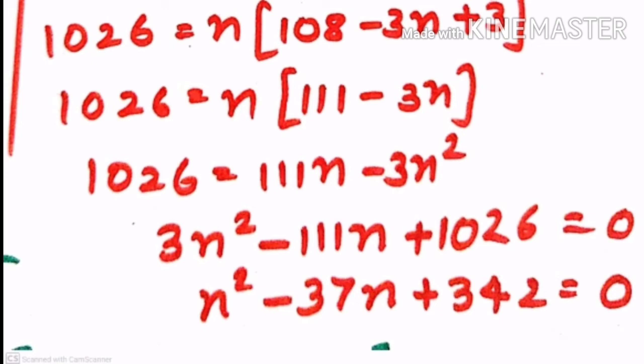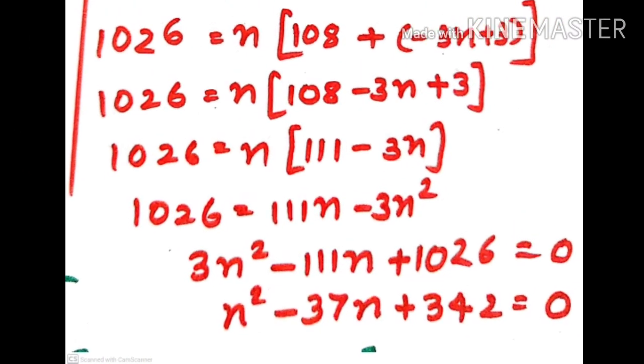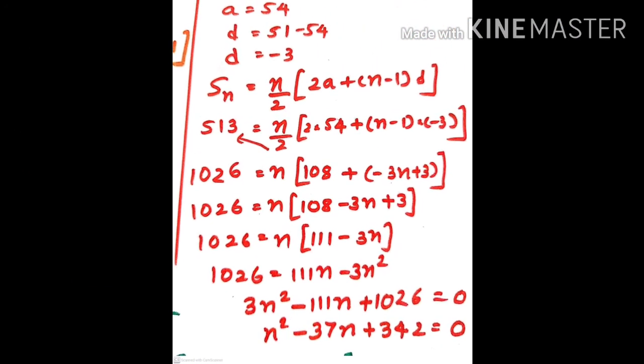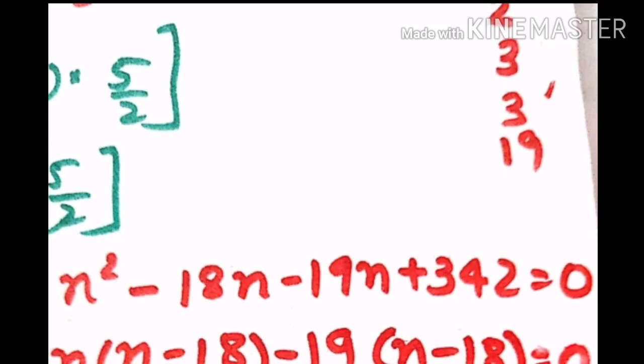is equal to 0. Now if you observe this polynomial, it is all a multiple of 3. So I have divided it by 3 and written n square minus 37n plus 342 is equal to 0. So now moving on, we will find the factors of 342, which I have written here: 2, 3, 3, 19. So they are the factors of 342 I have found to get our middle term minus 37. So that n square minus 18n minus 19n plus 342 is equal to 0.